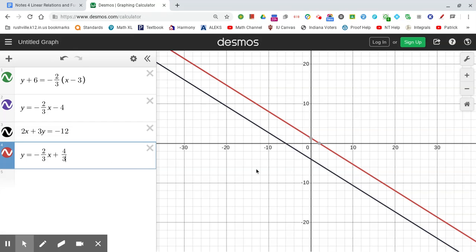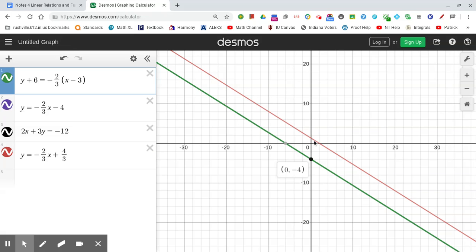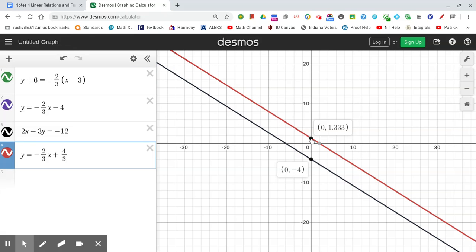So here I've graphed both lines in Desmos. We have the original line that had the y-intercept down here at -4, and then we have the new line, which still has the same slope, but now the y-intercept is at 1.3 repeating, which was 4/3, and the point on the line was 2, 0. So parallel lines are never going to intersect. Why are they never going to intersect? Because they have the same slope.